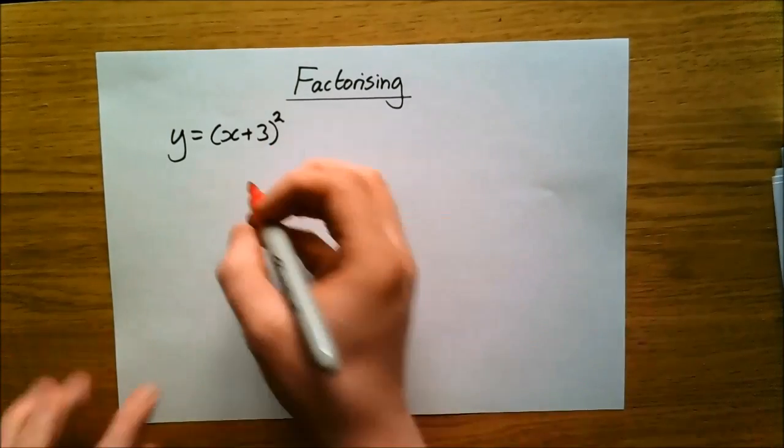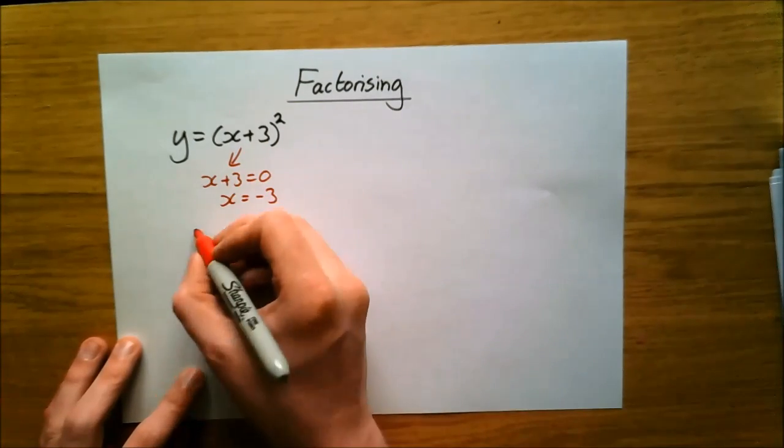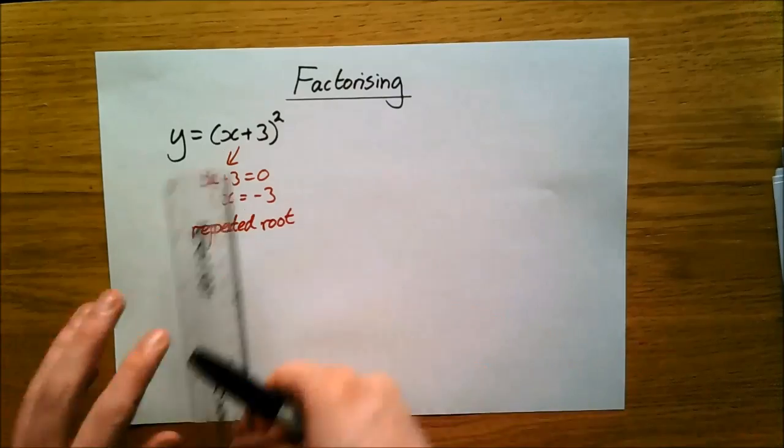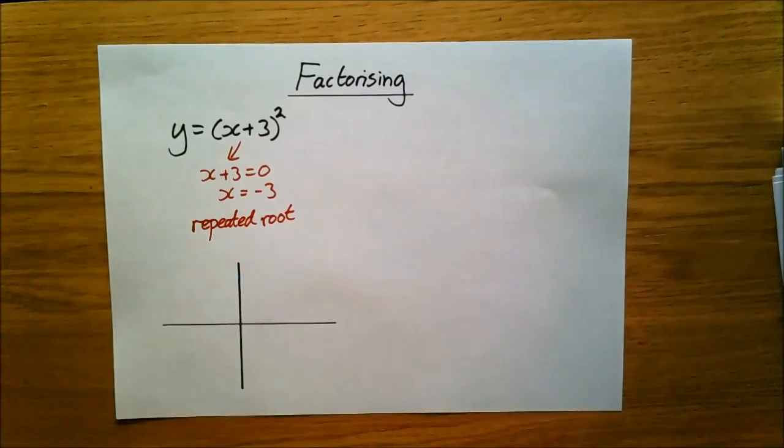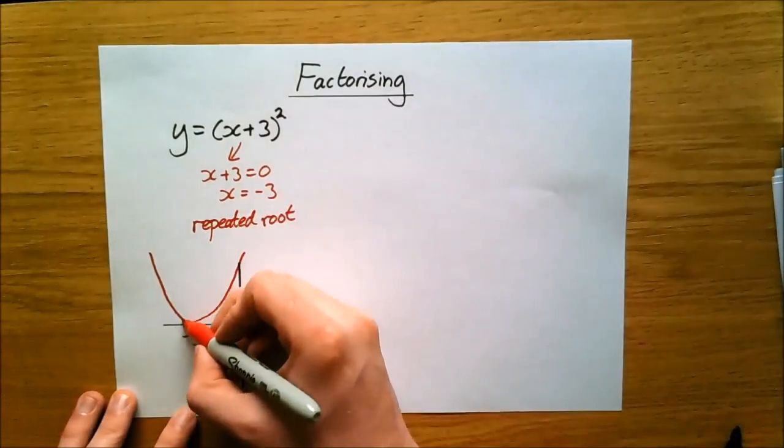Sometimes when factorizing we get a double bracket that is the same. We refer to this as a repeated root. This tells us that the graph itself just touches the x-axis instead of passing through.